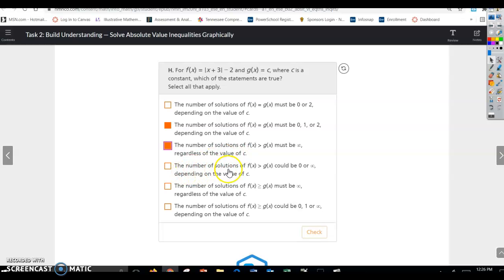All right, so the number of solutions of f of x greater than g of x could be 0 or infinity, depending on the c value. This one's not going to be true because it contradicts the previous one, and we already said that one is true. All right, the number of solutions of f of x greater than or equal to g of x must be infinity, regardless of the value of c. So we can say that one is true as well.